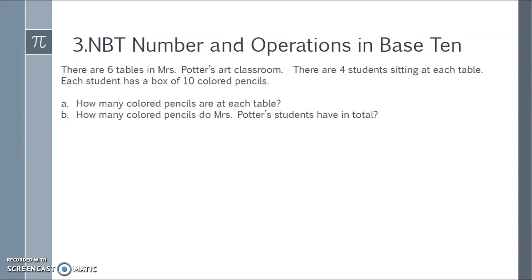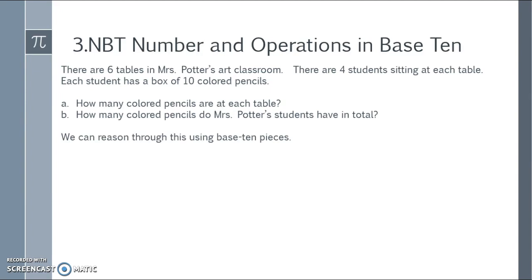There are 6 tables in Mrs. Potter's art classroom. There are 4 students sitting at each table. Each student has a box of 10 colored pencils. How many pencils are at each table? How many colored pencils do Mrs. Potter's students have all together?